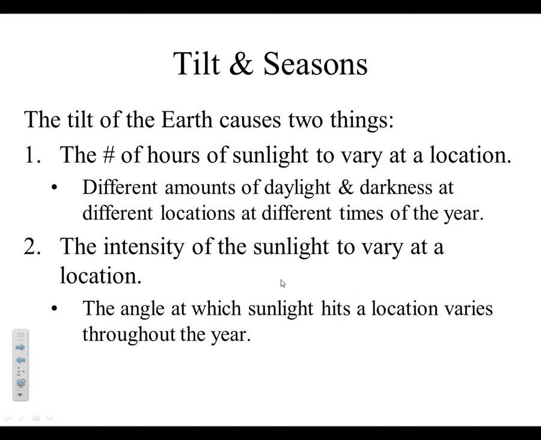Then the second thing the tilt causes is the intensity of the sunlight to vary at a location. So the angle at which the sunlight hits a location is going to change throughout the year. If it's more directly overhead, it's going to be hotter, summertime. If it's less direct, it's going to be cooler, wintertime.